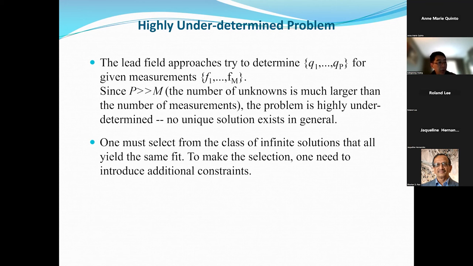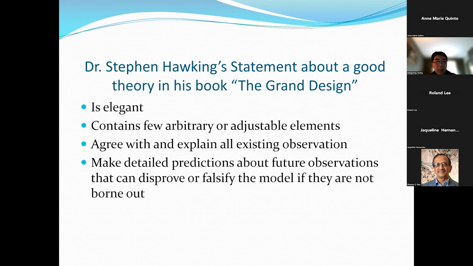To make a solution unique, we need to introduce additional constraints. I'm talking about different constraints in a moment. But now you know what we're dealing with: a highly underdetermined problem, with 306 sensor locations trying to determine tens of thousands of unknown variables. The different constraints we bring in are the different source models. Different MEG inverse modeling and different source models make different assumptions. Some of their predictions can be verified by experiment, by observation. Some of them just fail to match reality.